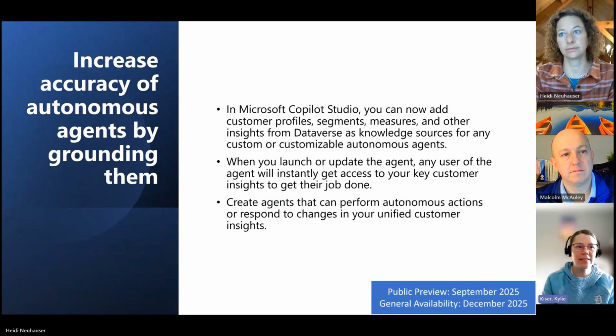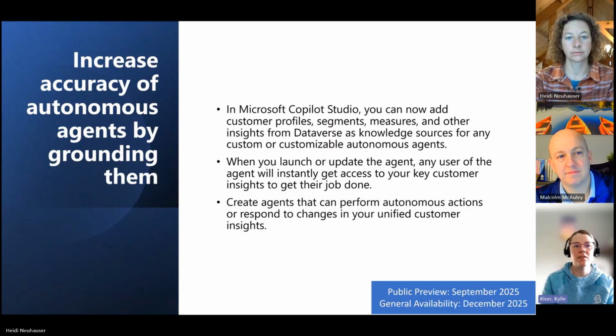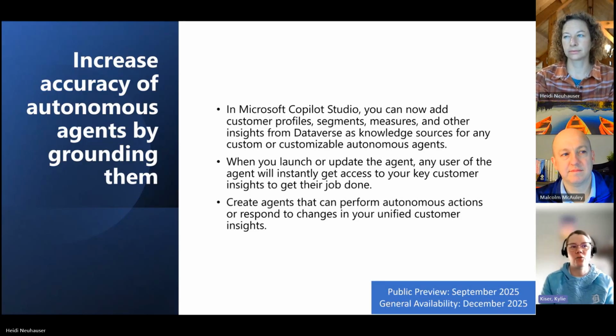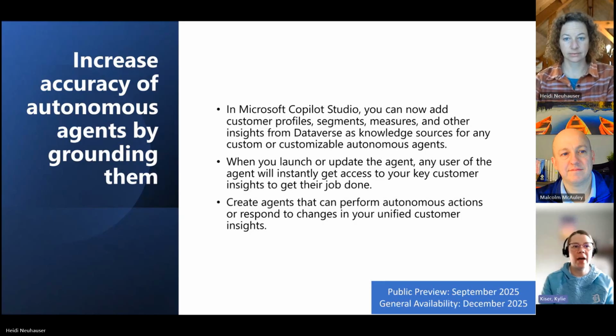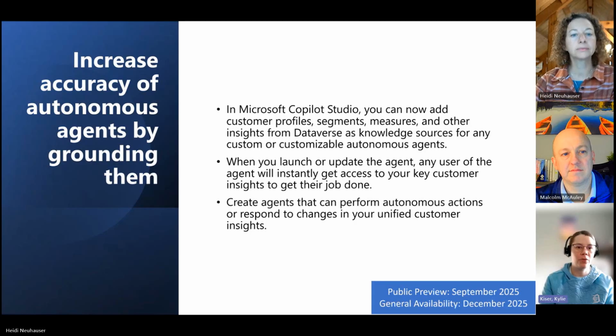Our other feature here is also around grounding your responses. So increased accuracy of autonomous agents by grounding them. So this is specific to Copilot Studio. I can add details from customer insights data to bots that I'm building in Copilot Studio as their data source. And so that when your internal users are talking with them, they have that information and that extra data to ground those responses and help them as they're working on this.